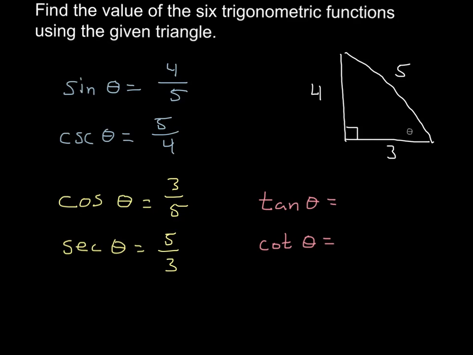The last one is the tangent, TOA. Tangent is opposite over adjacent. So our opposite leg is here, our adjacent leg is here, because remember, theta is this angle. So the tangent in this case is going to be 4 over 3. And the cotangent, which is the reciprocal of tangent, is going to be 3 over 4.